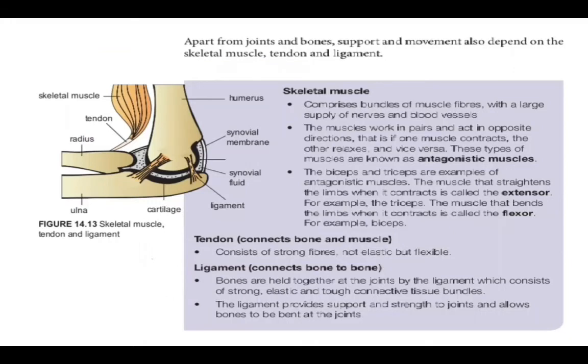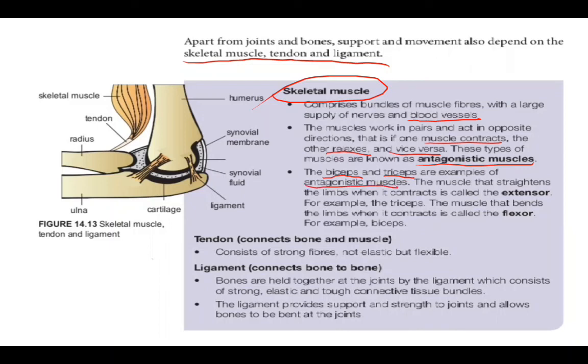So apart from joints and bones, support and movement also depend on skeletal muscle, tendon and ligament. Skeletal muscle here comprises bundles of muscle fibers with a large supply of nerves and blood vessels. The muscles work in pairs and act in opposite directions. That is, if one muscle contracts, the other muscle will relax, and vice versa. These types of muscles are known as antagonistic muscles. Remember, antagonistic muscles mean one muscle contracts, the other one must relax. The biceps and triceps are examples of antagonistic muscles.